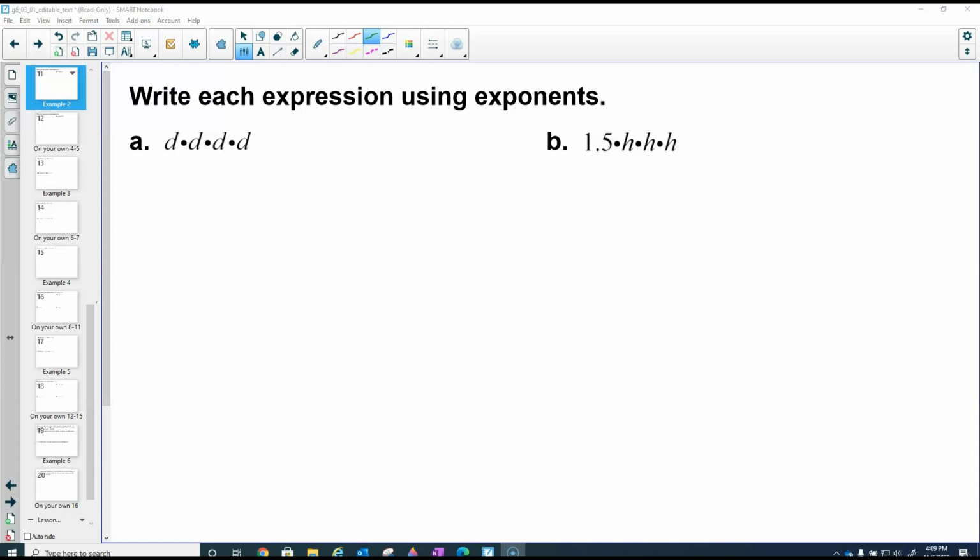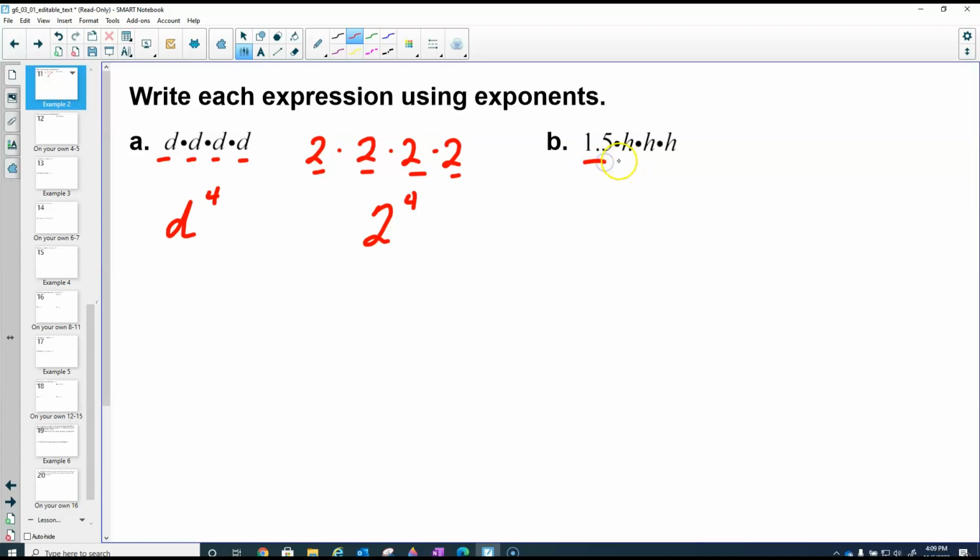Rewriting each expression using exponents. Just like if these were numbers, just imagine them as numbers. If we had 2 times 2 times 2 times 2, we would know there are 4 2's, and so we could write it 2 to the power of 4. The same happens with variables. We have 1, 2, 3, 4 d's, so we have d to the power of 4.